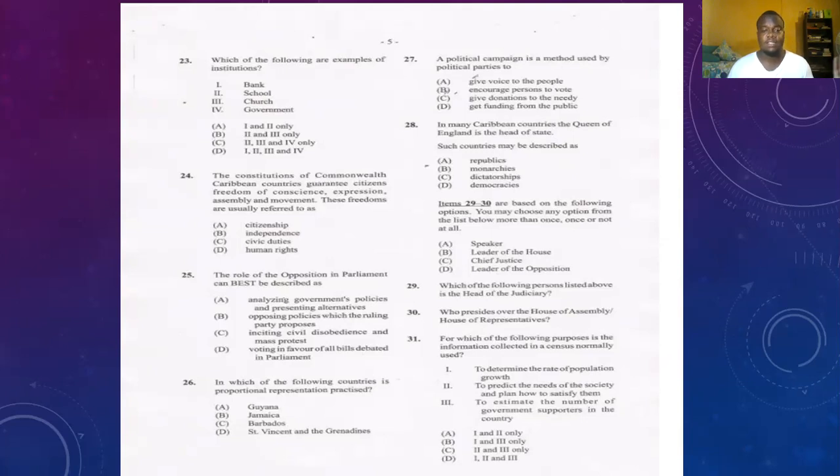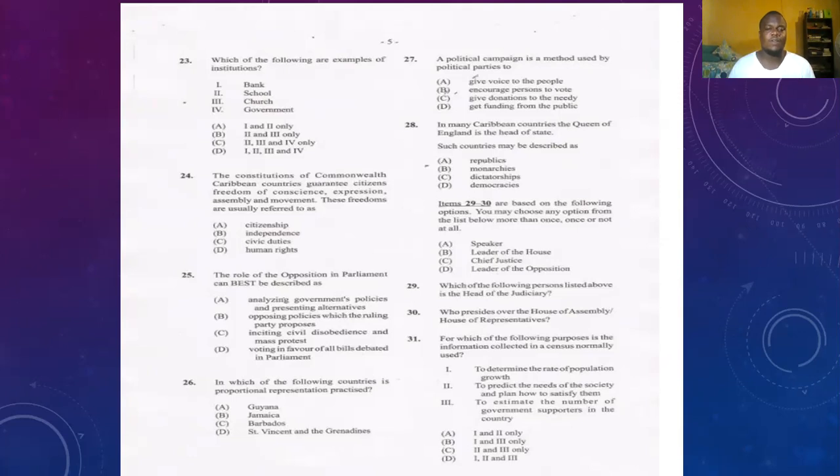So we know it's not C, to incite civil disobedience, because that is going to be illegal and they can go to prison for that. It's not D either, because the opposition can't really vote in favor of every bill, or else the people are going to think that there's no difference between the opposition and the government. The role of the opposition is to listen to what the government is saying, and if they don't agree, they present alternatives. So the answer for 25 is A. It's not B either, because they can't just oppose everything, because that is going to be problematic. Government must propose something that is good that the opposition can agree with. So the answer is A. Analyze the government's policies and present alternatives.